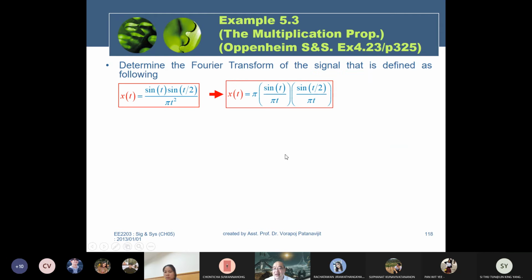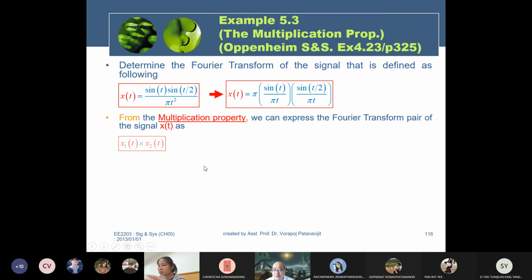The next one, another application of the Fourier transform that you frequently use is to solve the signal that is very difficult in the time domain. When you have sin(t) divided by t, it gives you a sinc function. Two sinc functions, but multiplied in time. If you multiply them, it gives you sinc square.